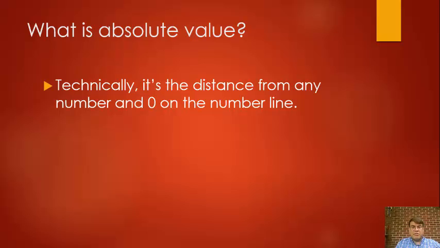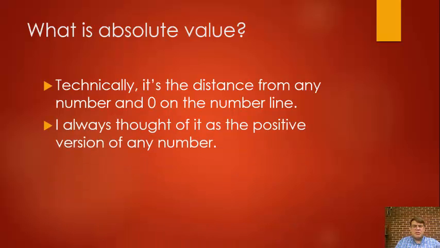So if you have 3, you're 3 from 0. If you have negative 3, you're still 3 from 0. And so, if you have negative 263, that's 263 from 0. That may be the technical definition. I've just always found it easier to think of it as the positive version of any number.